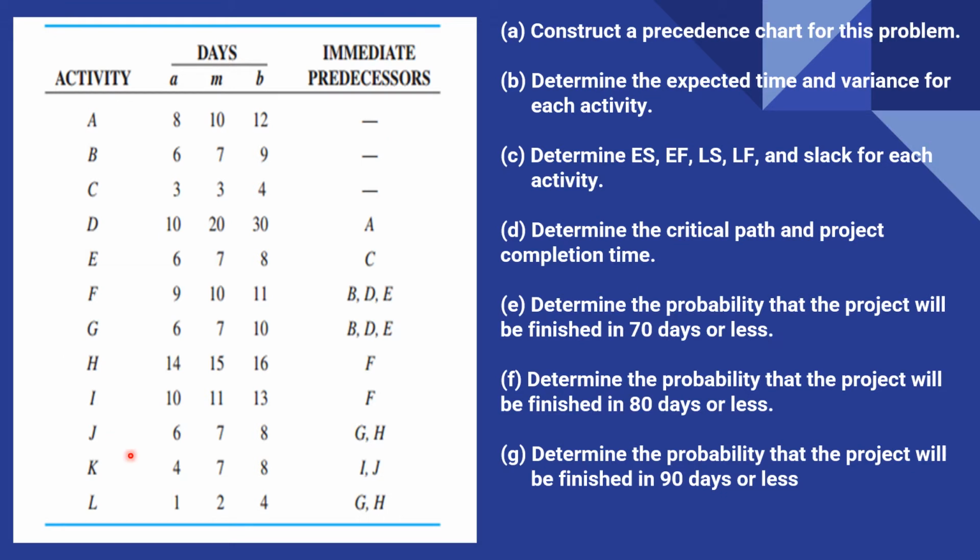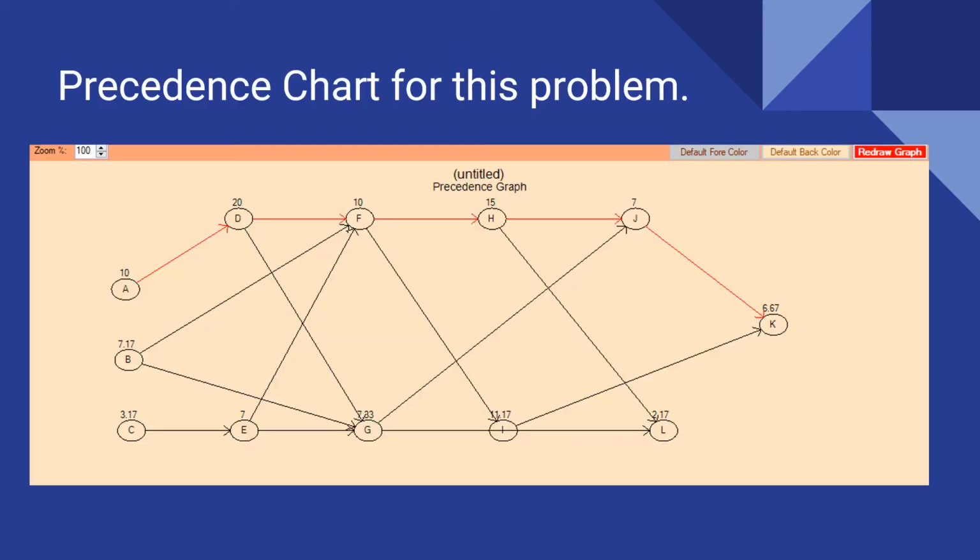Okay, so there are 12 activities, maximum 3 predecessors and 3 time estimates. So with our formula, we will get the expected time. So these are the requirements: network, determine the expected time and variance, determine the early start, early finish, late start, late finish, and the slack, determine the critical path and project completion time, determine the probability that this project will be completed in 70 days or less, and in 80 days or less, and in 90 days or less.